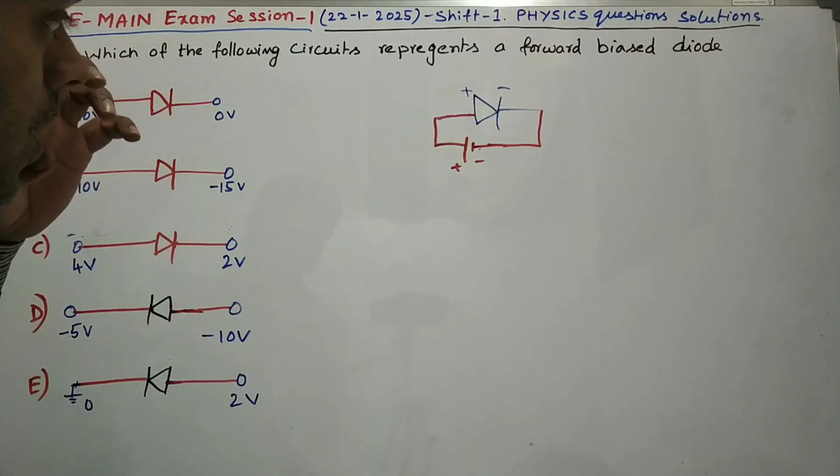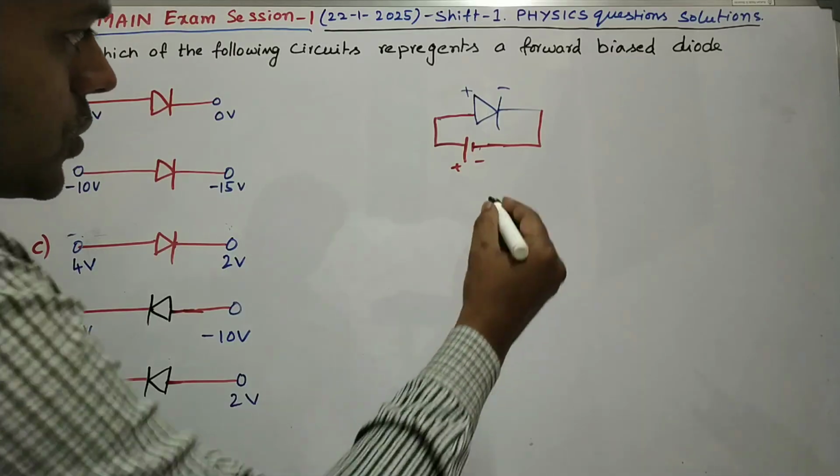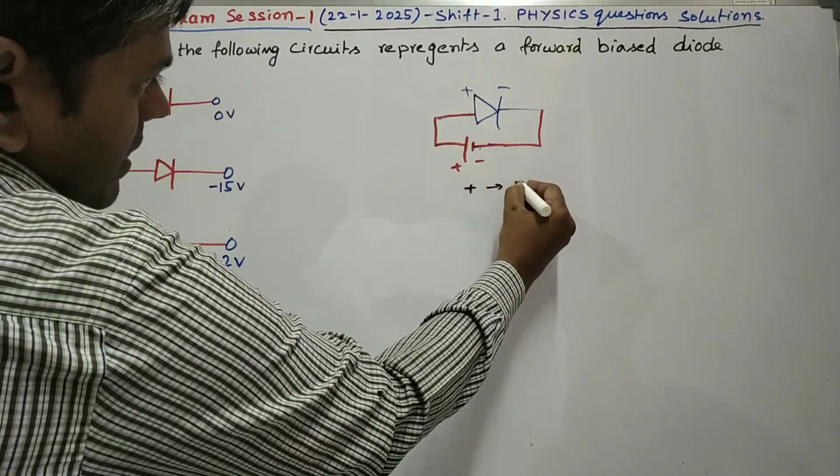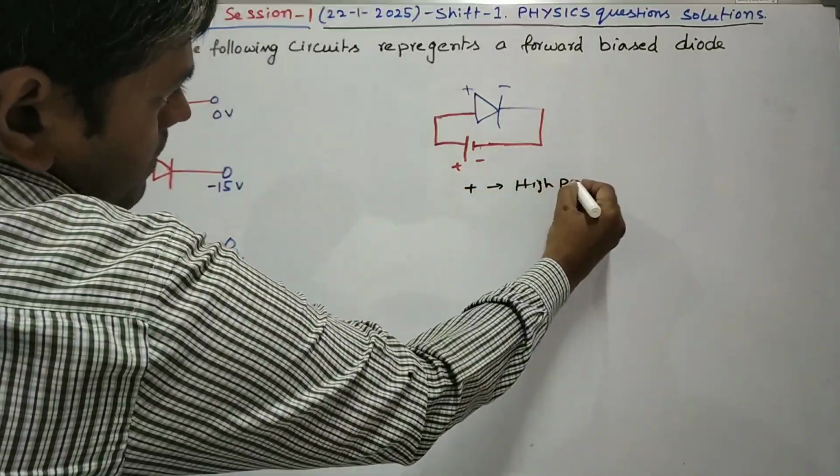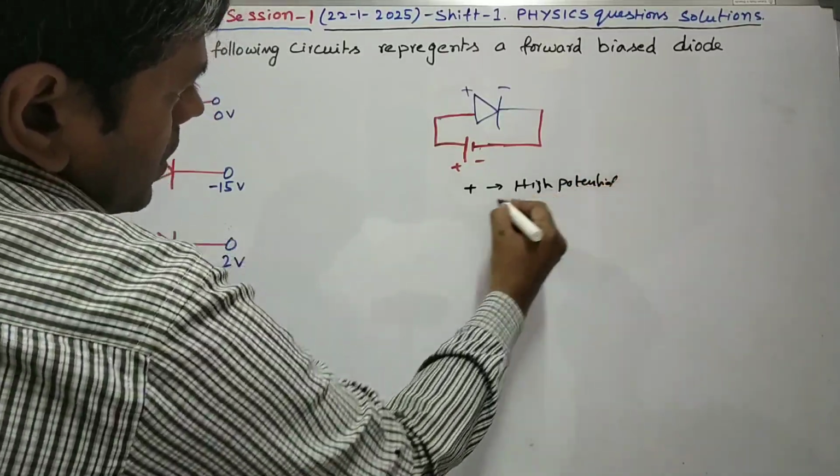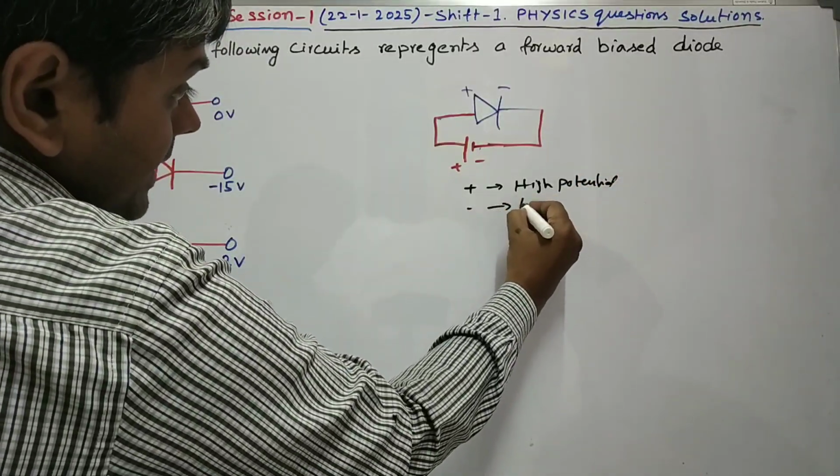You know very well, positive means it is related to a high potential. Negative means it is relatively at a low potential.